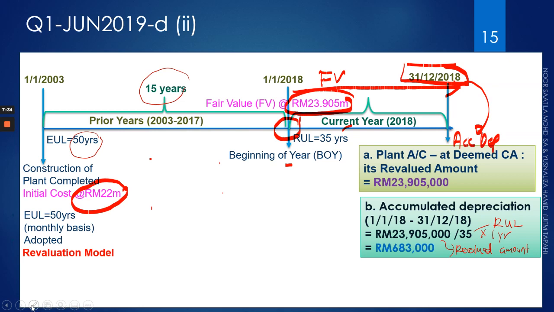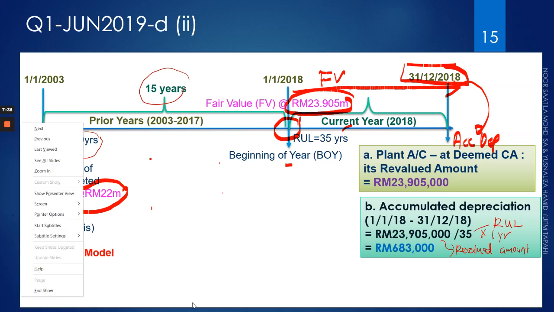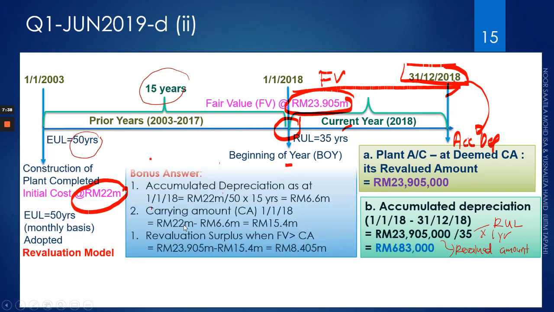And I also provide some bonus answer for you here in case you are interested. You can check my answer, which is for accumulated depreciation. I provide what is the amount at the beginning of the year, what is the carrying amount at the beginning of the year on the date you revalue the asset, and lastly the revaluation surplus that you are supposed to get, which is 8,405. Check that out yourself. I'm not going to discuss that.